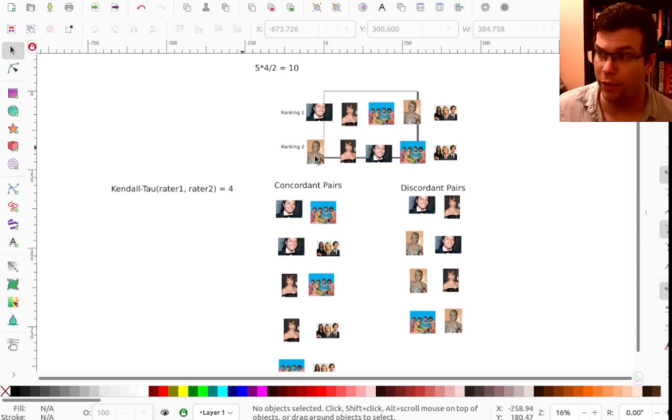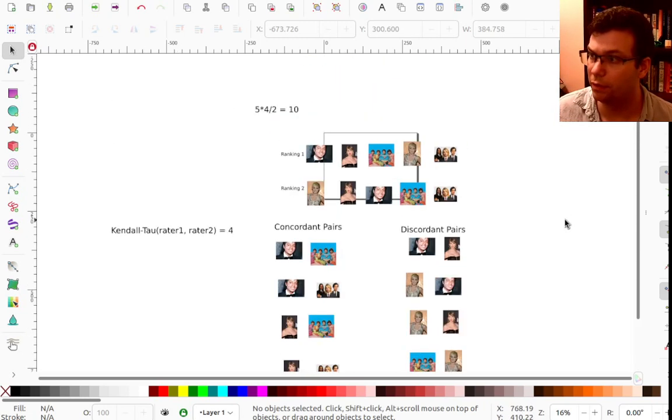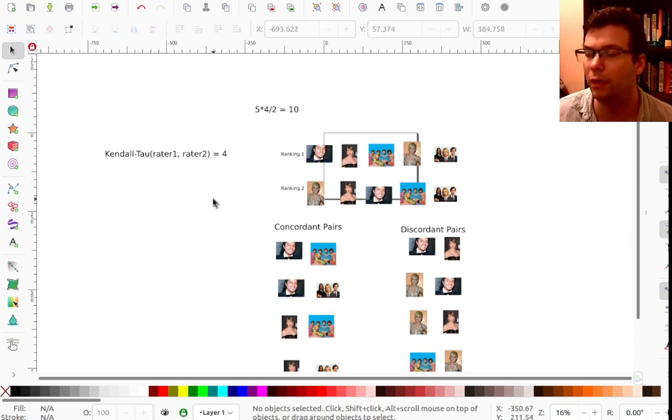Now, an algorithm to compute this, I mean, you could loop through all pairs. I'm sure you could do it directly from the definition, but I want to show you how you can reduce the problem of computing the Kendall tau to sorting.